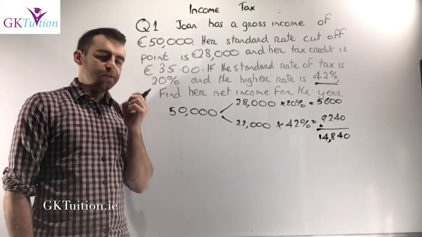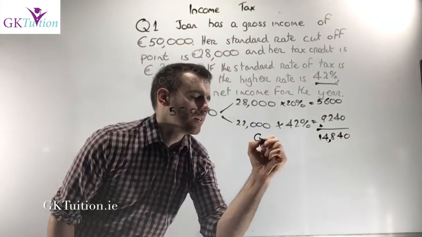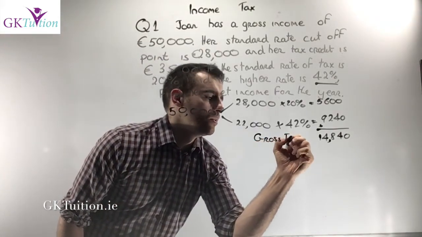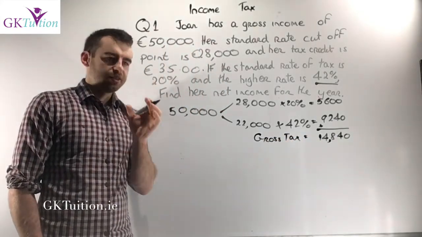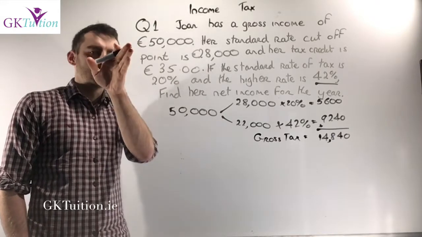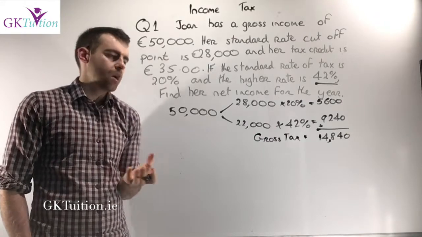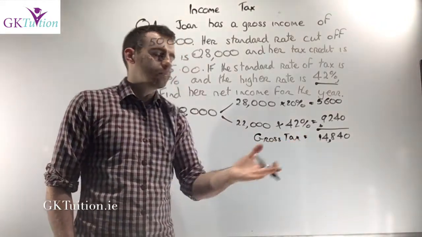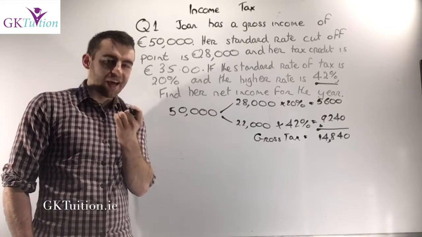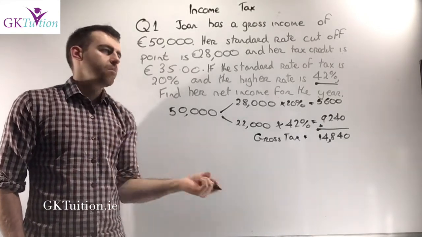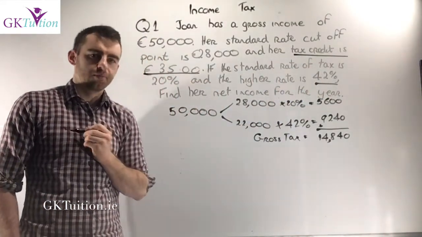€14,840. Now this is called the gross tax, and as we go through these questions, I want you in each case to write out what each one is. Remember that gross is the amount before deductions. Her gross income here was 50,000, but that's not the amount of money that she actually receives. Her gross tax is the amount of tax before deductions, but that's not the amount of tax that she actually pays, because she was given a tax credit of €3,500.